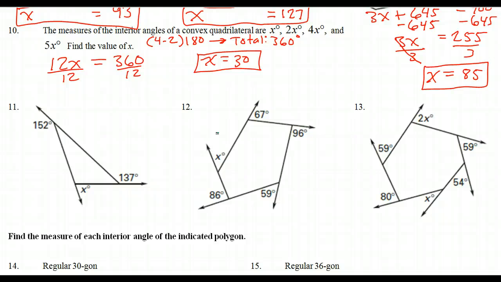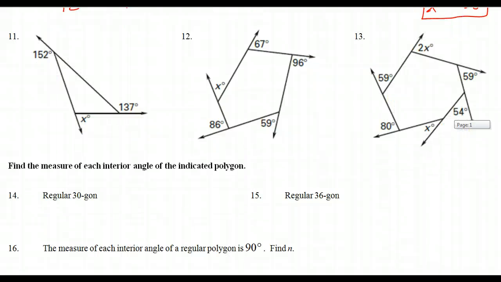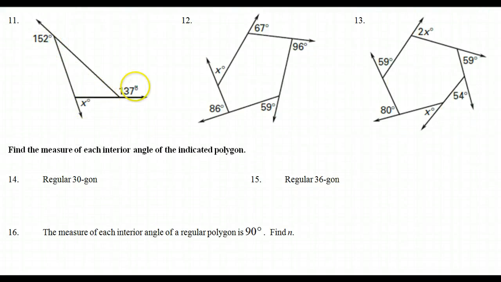Now, for number 11, 12, and 13, they are almost the same, except these are not interior angles. They are exterior angles. And the formula n minus 2 times 180 gives us the total of all the interior angles. Fortunately, there's an easy way to find the sum of all the exterior angles. That's because it's always 360, no matter what. So for all 3 of these problems, the total is going to be 360.